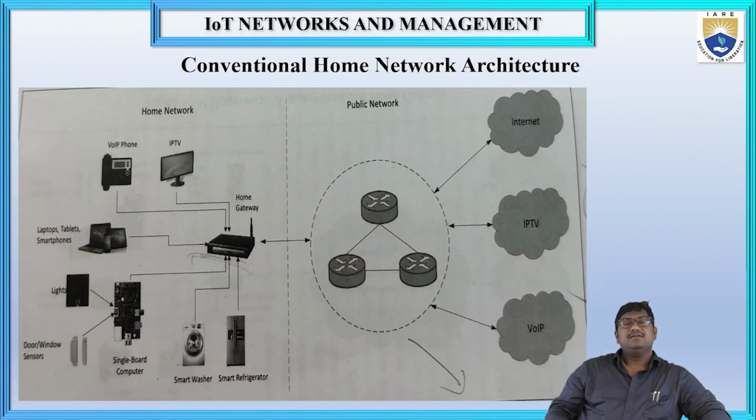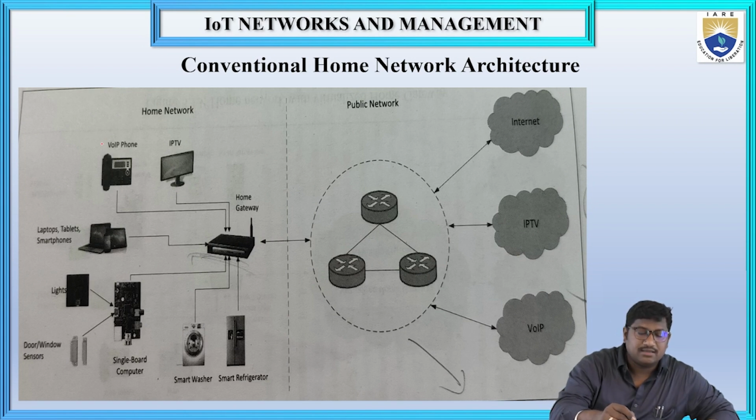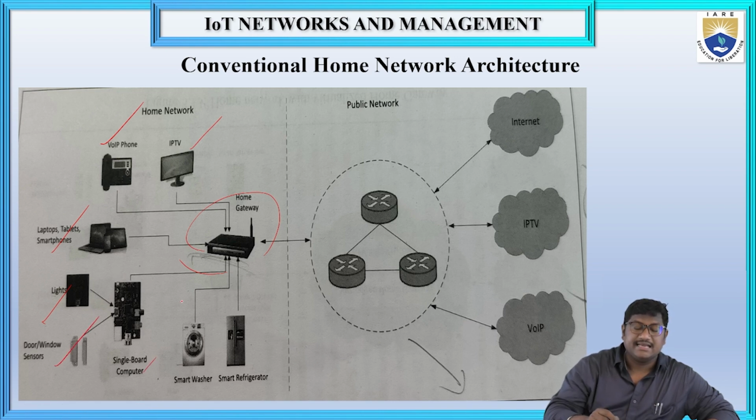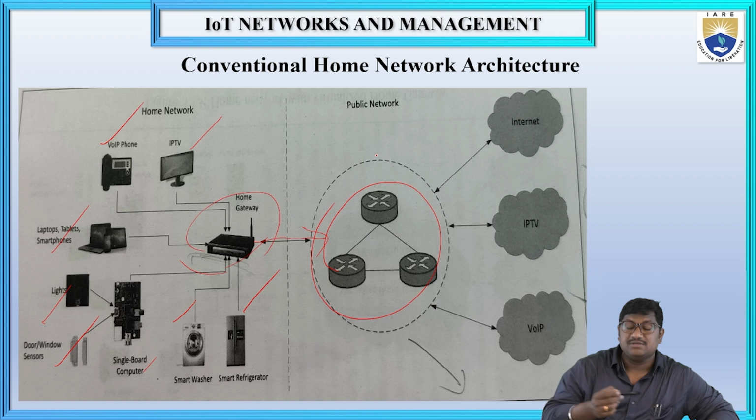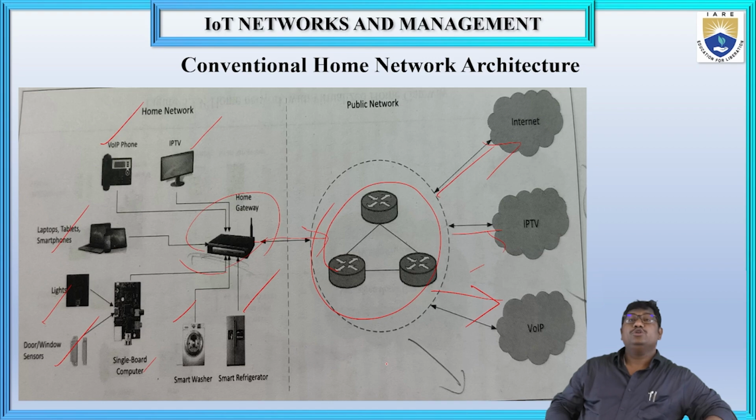And how are the things in a conventional home network architecture? This was the home network. We have a Wi-Fi phone, we have IPTV, and this is the home gateway which is shown to you. These are the laptops and these are the smart lights. These are the door and window sensors, and this is the single board computer, which is a Raspberry Pi, this is a smart washer, and this is a smart refrigerator. All these things are connected to the internet with the help of the home gateway. It is connected to the public network where we have different types of network circuits which are connected to the cloud. This is how things are shown in a conventional home network architecture.